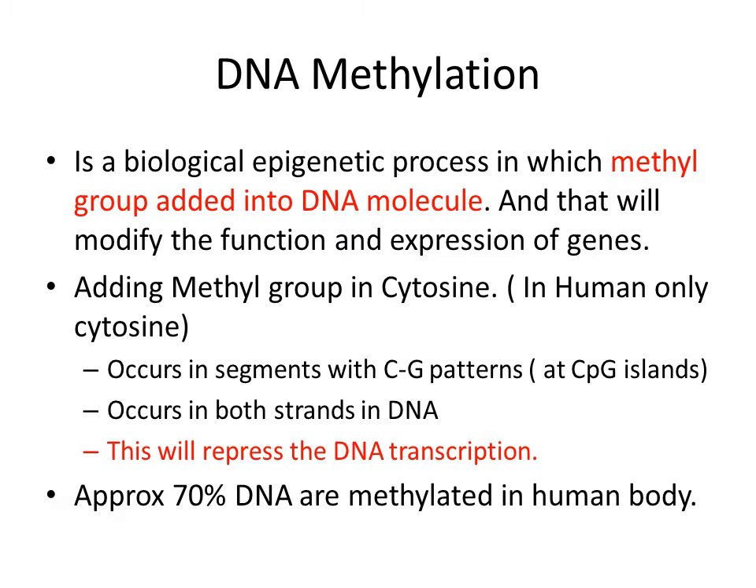Now we are going to talk about DNA methylation. It is a biological epigenetic process in which a methyl group is added to the DNA molecule, and that will modify the function and expression of genes. Adding a methyl group to cytosine occurs in humans only in segments with CG patterns, where you can see lots of CG patterns, or CpG islands. That is where DNA methylation most probably occurs, in both strands of DNA, and this will repress DNA transcription. Approximately 70% of all DNA is methylated in the human body.